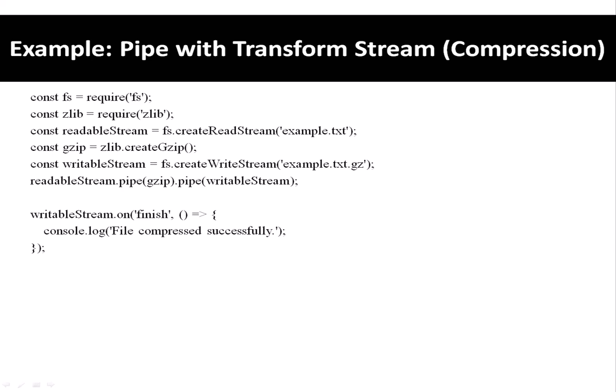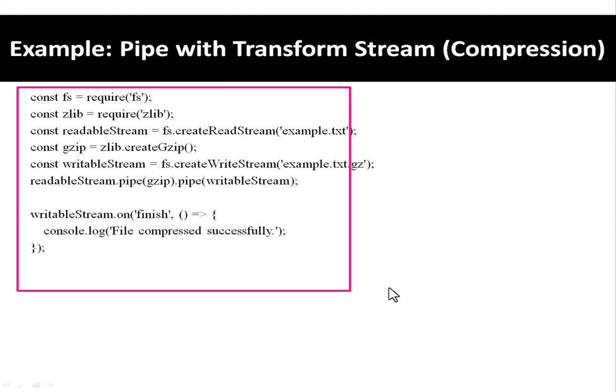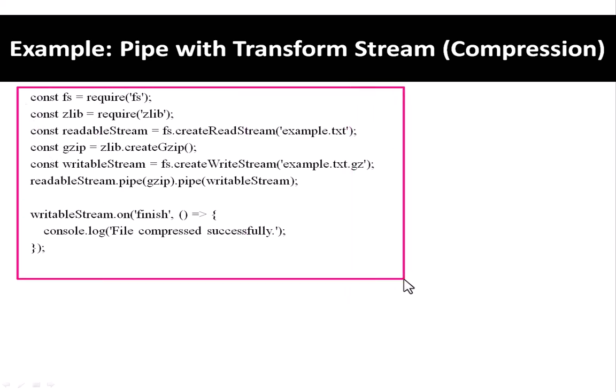Now the next one is creating the zip. Here we are going to use the particular content, and that will be zipped during the compression. Here we are using the file system, required as fs. Next we have declared the constant zlib, and here we are using the package zlib, which is going to import from the zip library.